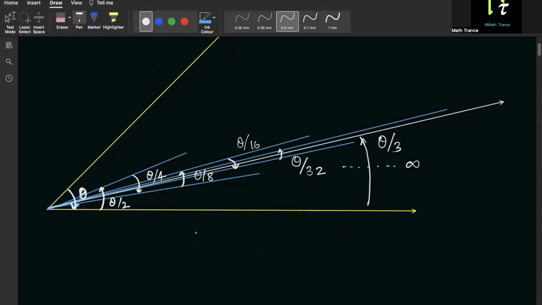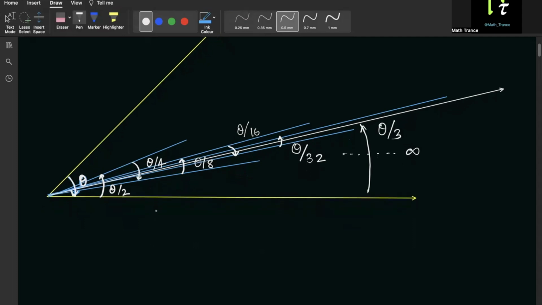So now, why are we doing this? And how is GP involved? As you can see, angles are getting bisected and bisected and bisected. So you might be able to guess that we are trying to use the infinite sum of GP and add all these terms. So let's get to the math.